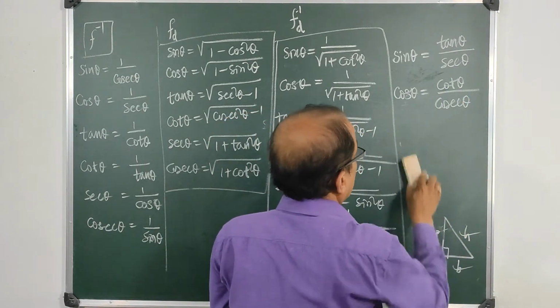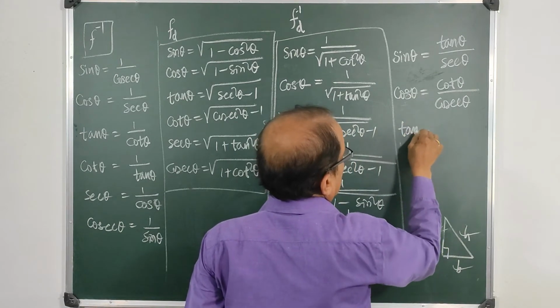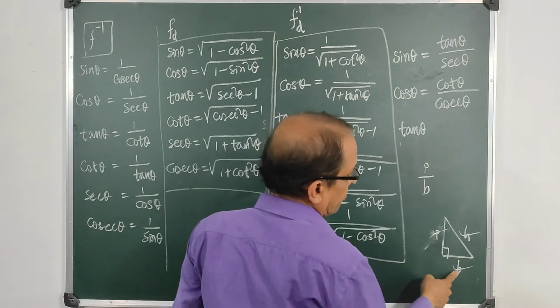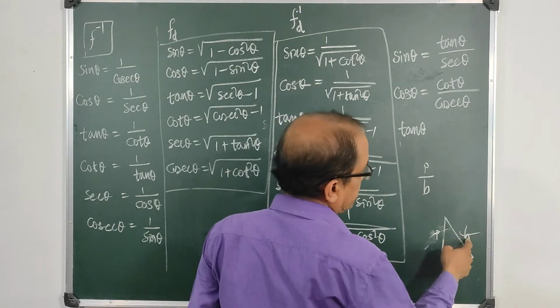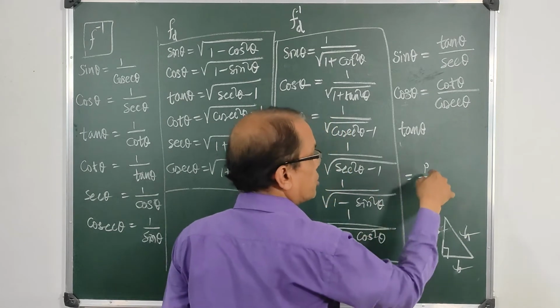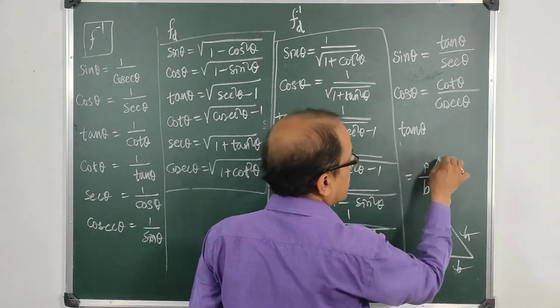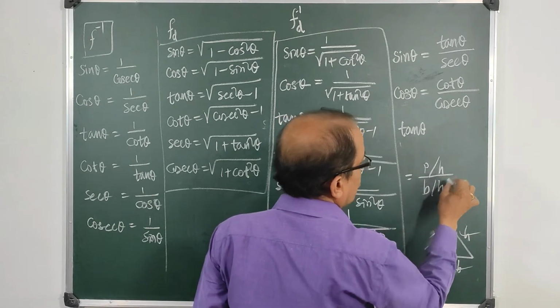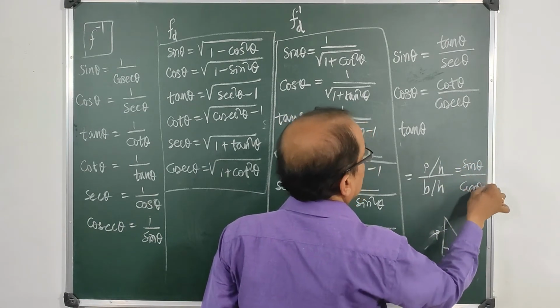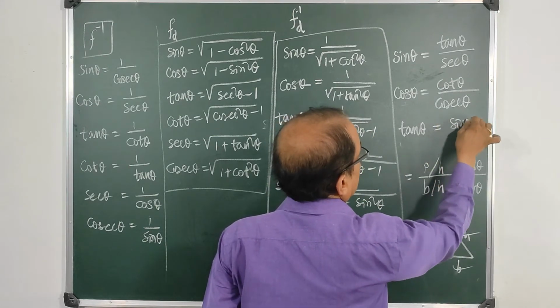Let us go for tan theta. We know that tan theta is P by B. When P and B are used, then H is the missing one. So tan theta is equal to P by B. Let us divide the numerator and denominator by H, the missing one. So what we get? This is sin theta and this is cos theta. So we get tan theta is equal to sin theta by cos theta.